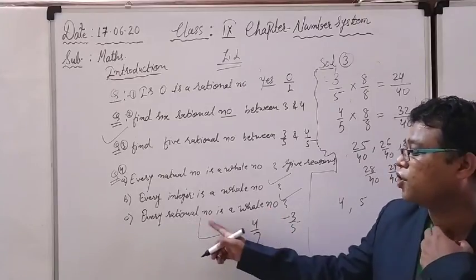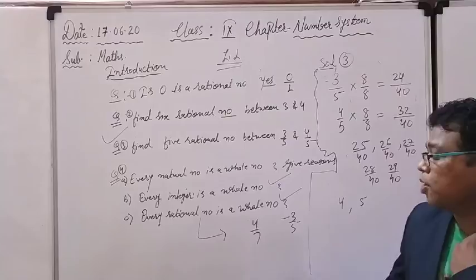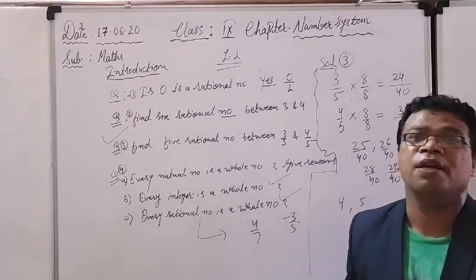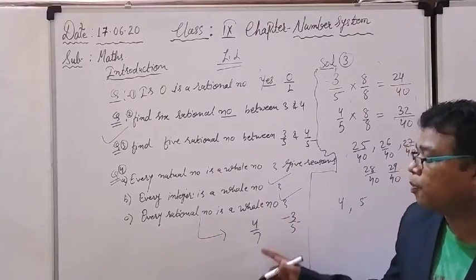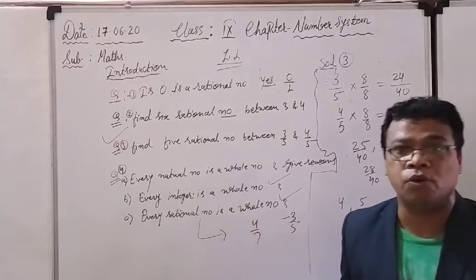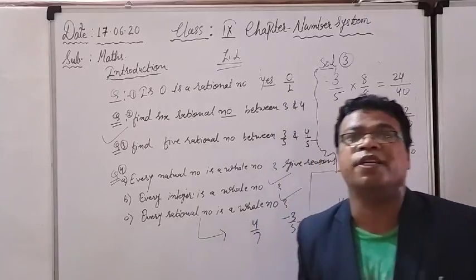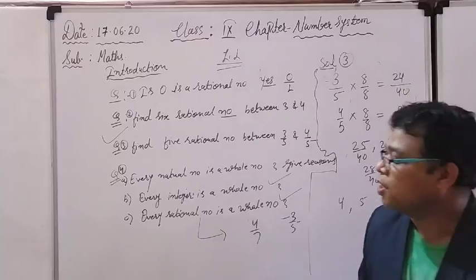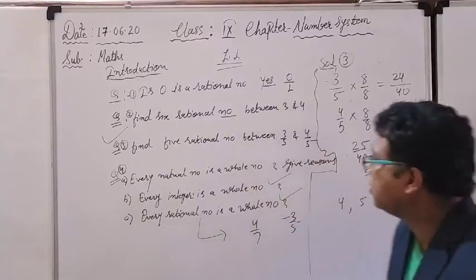Meaning every rational number is not a whole number, because a rational number is written in the form of p upon q and it may be negative also, because it includes the integers also. Negative numbers को भी ये include करके चलता है. So that is the answer for it. Right now, see the next thing.